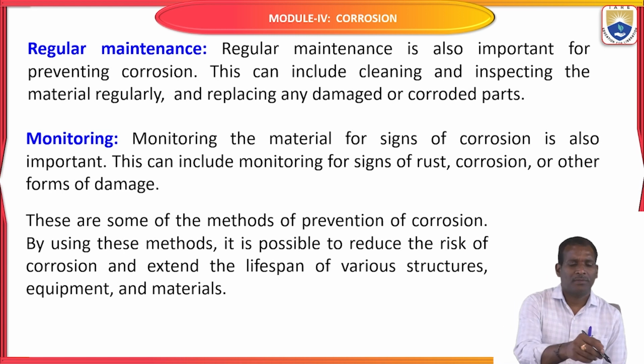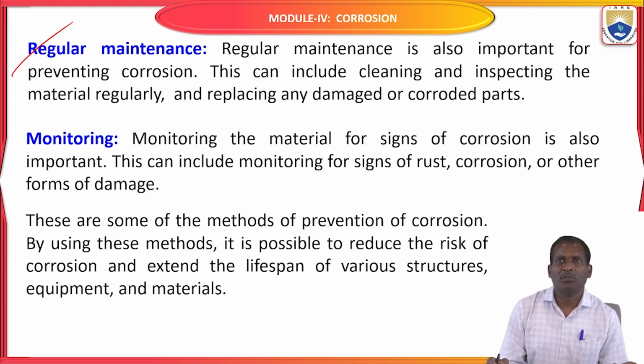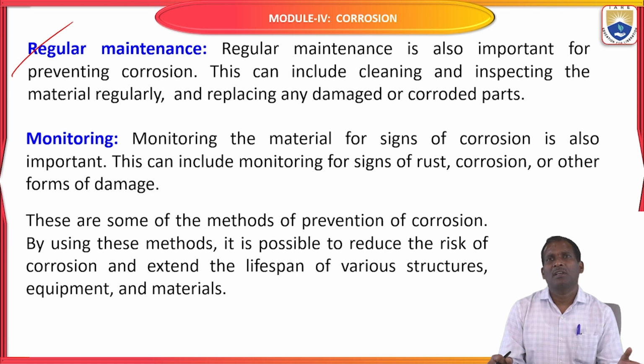Next, regular maintenance. This is also one prevention method. Regular maintenance is also important for preventing corrosion. This can include cleaning, inspecting the material regularly, and replacing any damaged or corroded parts. So regularly you have to check, and any damaged or corroded parts you can replace. So these are the regular maintenance, also for the prevention of corrosion.